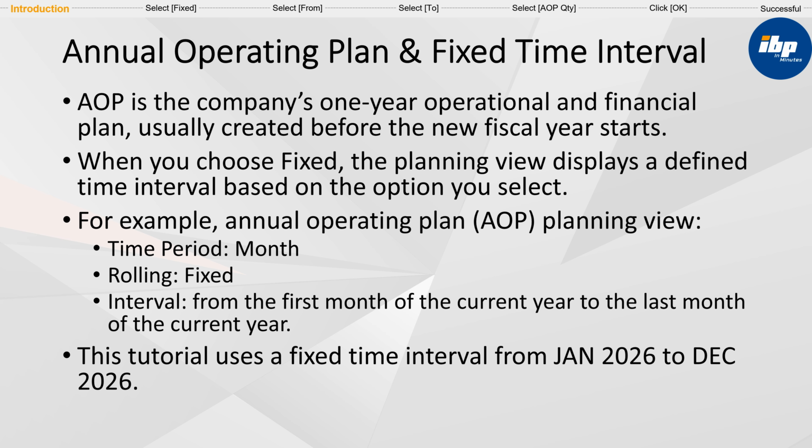Next, consider the annual operating plan example. In this tutorial, the planning view uses month as the time period, fixed as the rolling option, and a fixed interval from January 2026 to December 2026. These values are examples, and your system may use different periods or planning data.